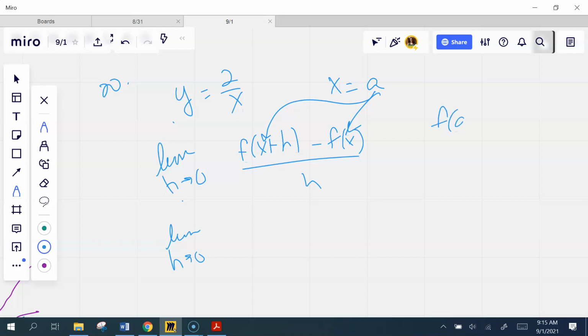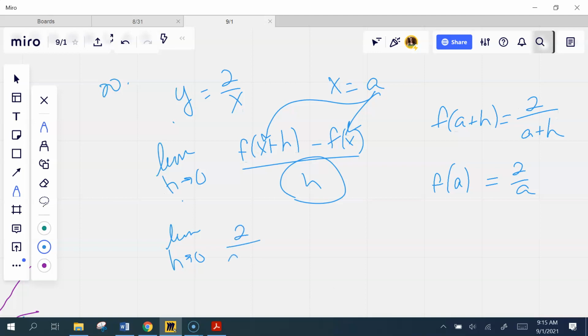All right, f of A plus h is 2 over A plus h. f of A is obviously 2 over A. And again, I'm going to change this to multiplying by 1 over h instead of dividing by h. So 2 over A plus h minus 2 over A. And I'm going to start working with this to combine it.